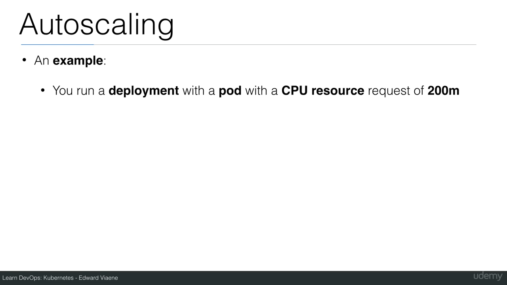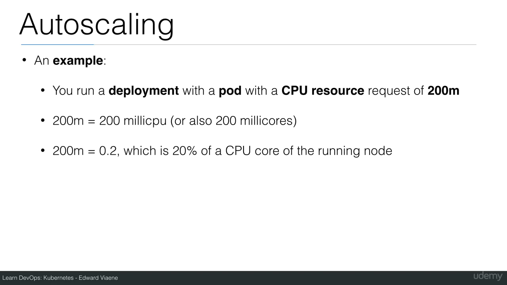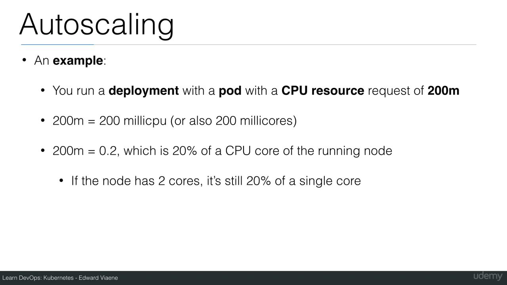So here is an example. You run a deployment with a pod with a CPU resource request of 200m. 200m means 200 milli CPU, or also sometimes called 200 millicores. 200m is actually 0.2, which is 20% of a CPU core of the running node. If the node has 2 cores, it is still 20% of a single core.